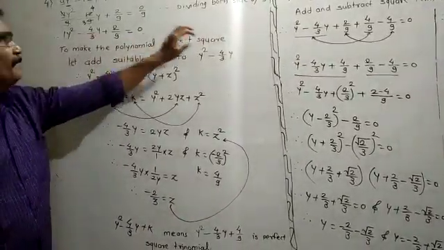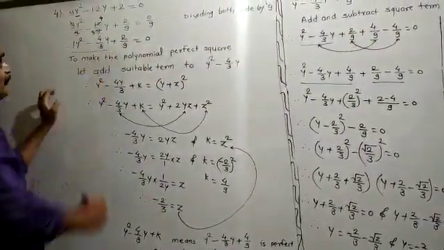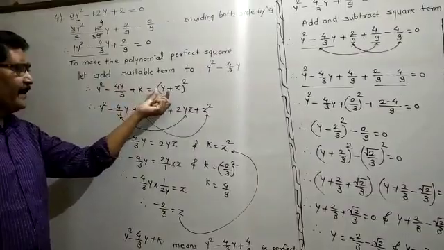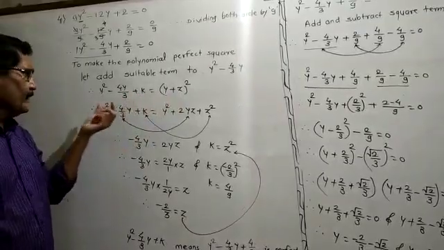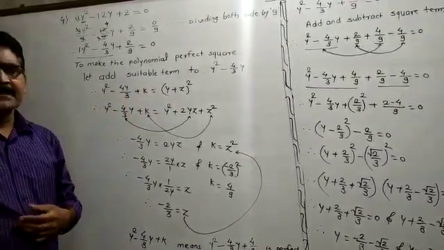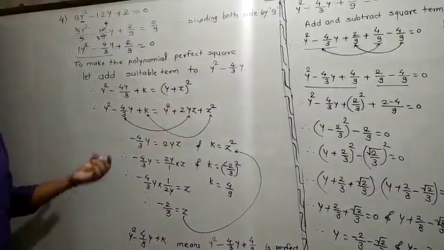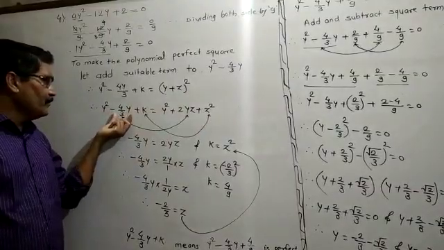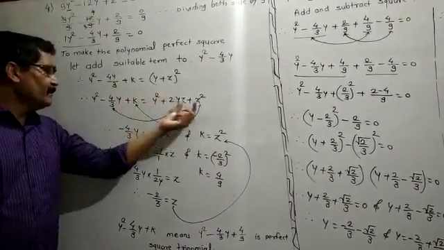To make the polynomial a perfect square, let us add a suitable term to y square minus 4 upon 3y. I will add k to y square minus 4 upon 3y. At that time y plus z bracket square is the perfect square term. Then you have to write y square minus 4 upon 3y plus k is equal to 0 as it is. You have to do the square: y square plus 2yz plus z square. Then you have to equate the terms of y and k together. So minus 4 upon 3y is equal to 2yz and k is equal to z square.